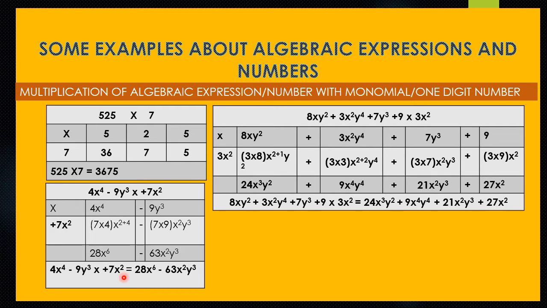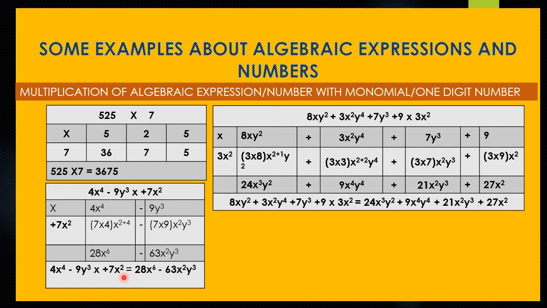Again you look here, 7x² has a positive sign, while between 4x⁴ and 9y³ there is a negative sign. So now I have to multiply the signs, the positive with negative. When we multiply positive with negative, we get negative. So again, down here you look, I have put a negative sign.